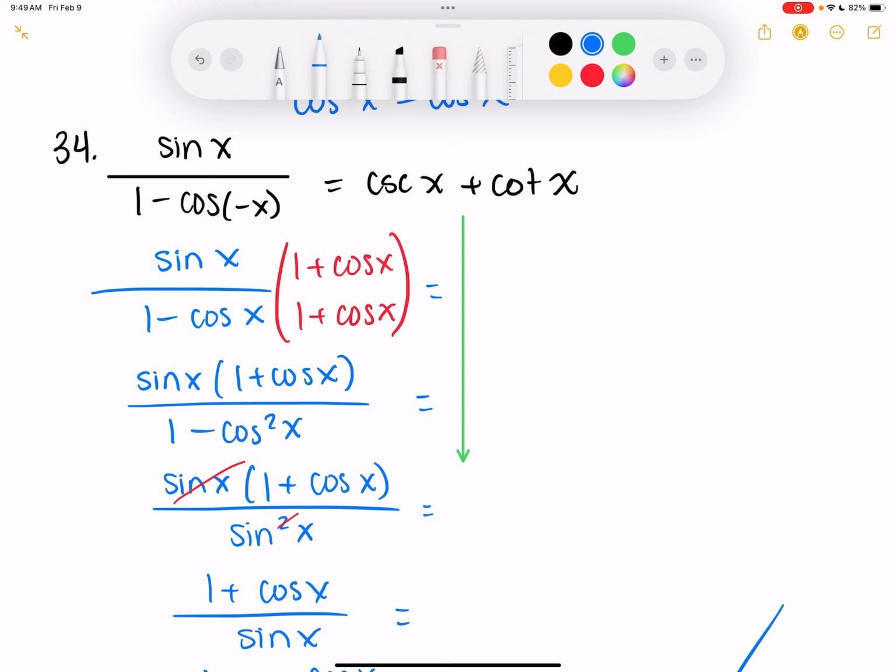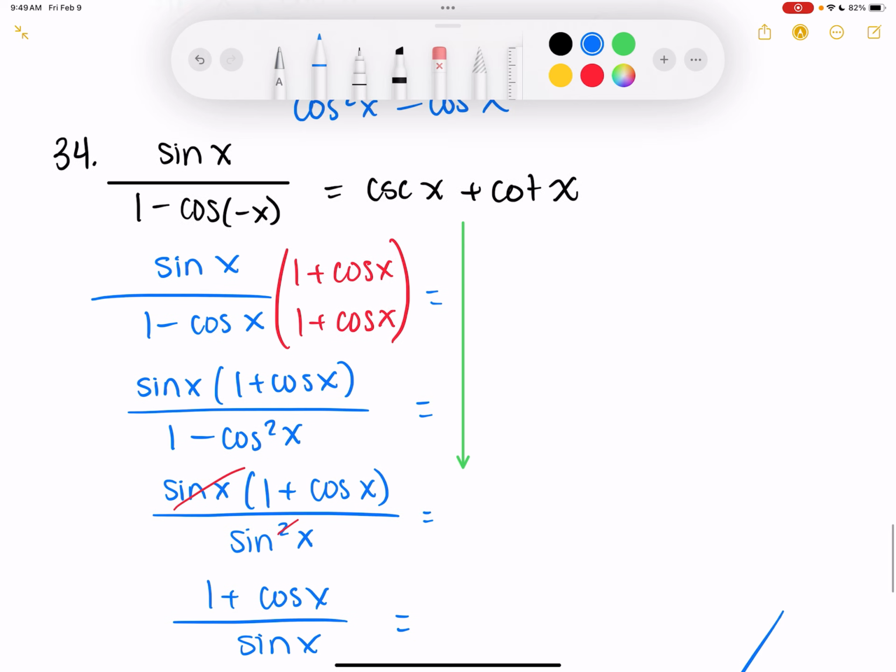Just do the same, because think about what I'm trying to get to. I'm trying to get to cosecant of x plus cotangent of x. So what does that mean? How many pieces am I going to need? Two. Okay. Right now, how many do I have? One. This is all one unit.